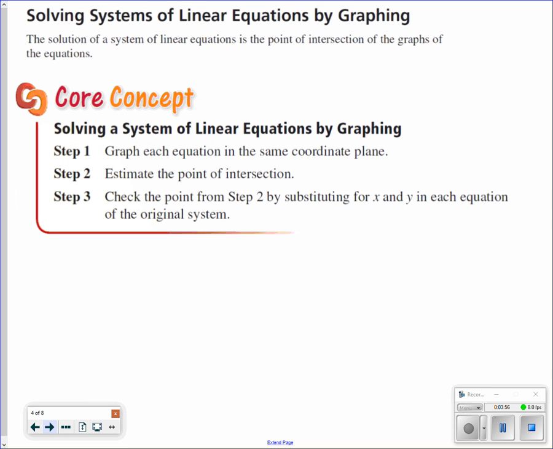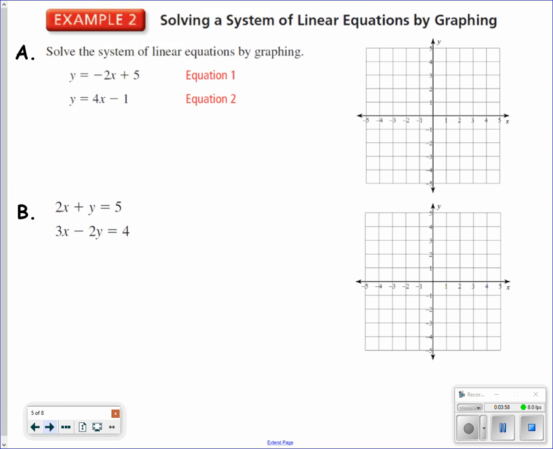So, solving by graphing. Now we're going to take our graphing skills that we did previously, slope and y-intercept back in chapter 3, graphing a line, and then we're going to find the point of intersection. So the top equation has a slope of -2 and a y-intercept at 5. So I'm going to go over to the graph. I'm going to go up to 5, and I'm going to put a dot, and I'm going to go down 2 over 1.